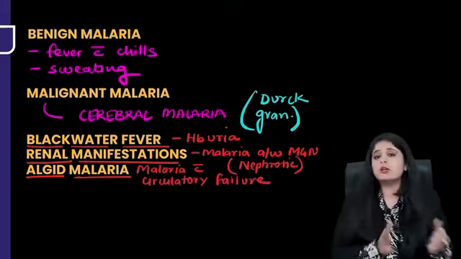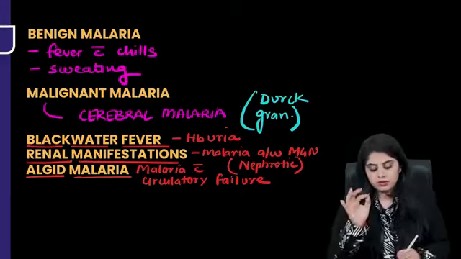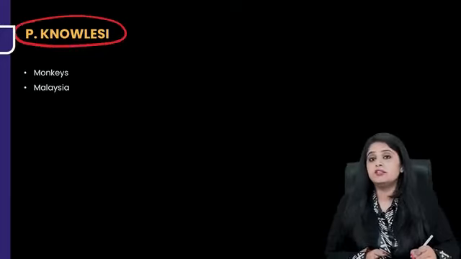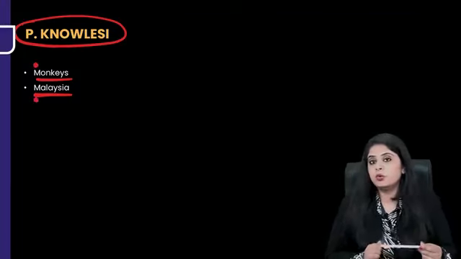But whatever I'm talking about are those four main ones: vivax, falciparum, malariae and ovale, because now we also have something known as Plasmodium knowlesi, which has basically come up in Malaysia from the monkeys. It has come up in Malaysia from the monkeys, that is Plasmodium knowlesi.